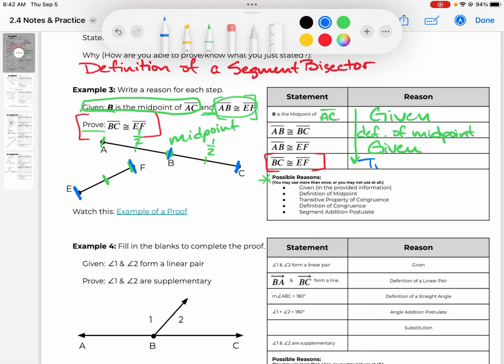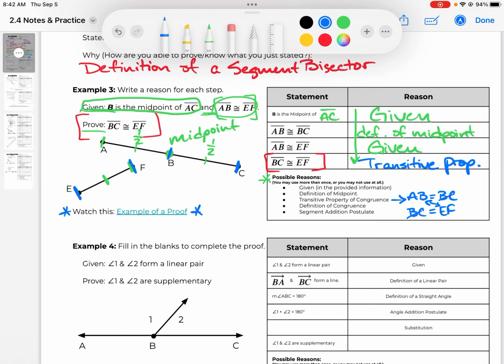And that falls under what we call the transitive property of congruence right there, okay? So if you're not sure what that means, like I said, you can write a little definition out to the side. AB equals BC. Guess what? BC equals EF. Those two also equal each other, okay? Transitive property of congruence.